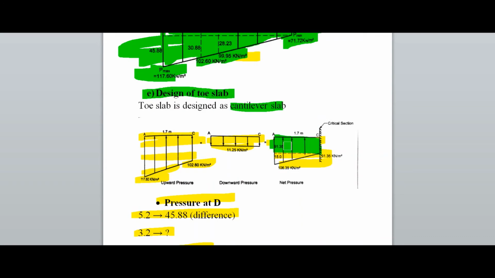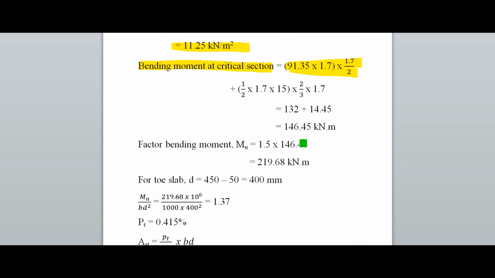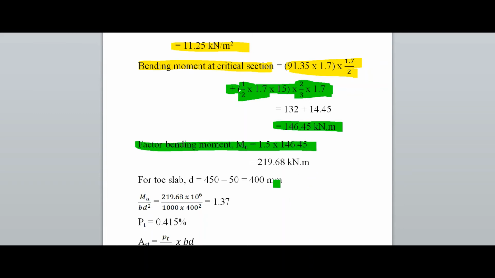This is diagram 91.35, and the second diagram is this. By these two diagrams we can find the maximum moment at the toe. So 91.35 plus 1/2 into 1.7 into 50 into 2/3 into 1.7 gives 146.45 kilonewton meter. Factored bending moment Mu is 1.5 into 146.45, so the factored moment is 219.68 kilonewton meter.